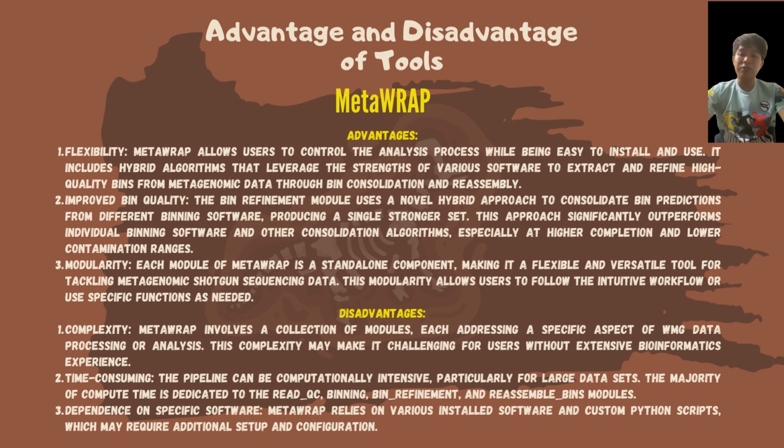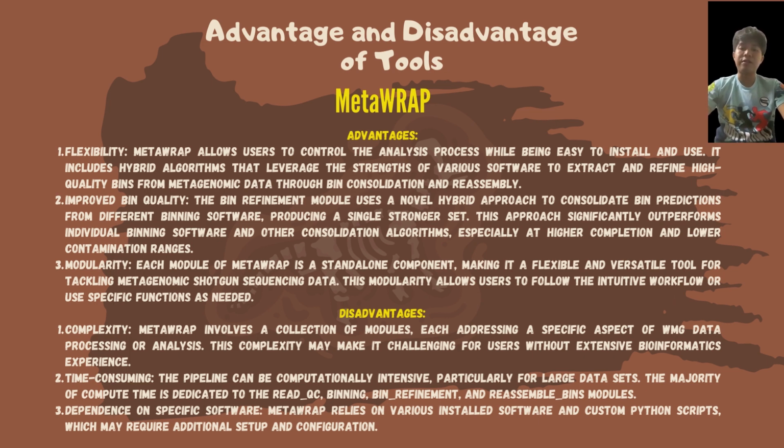Next is improved bin quality. The bin refinement module uses a novel hybrid approach to consolidate bin predictions from different binning software, producing a single stronger set. This approach significantly outperforms individual binning software and other consolidation algorithms, especially at the highest completion and lowest contamination range. Lastly is modularity.